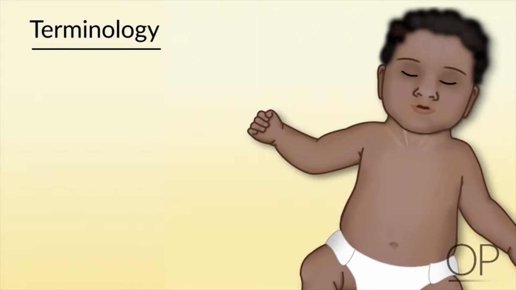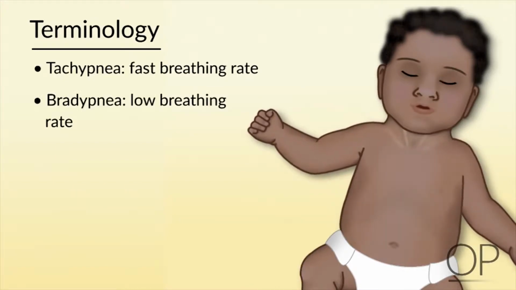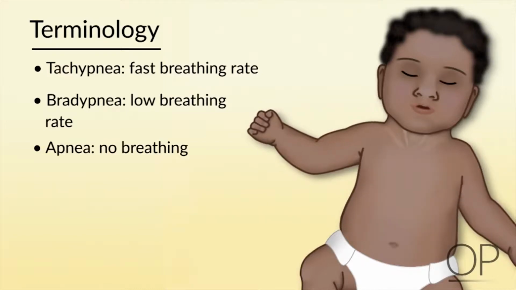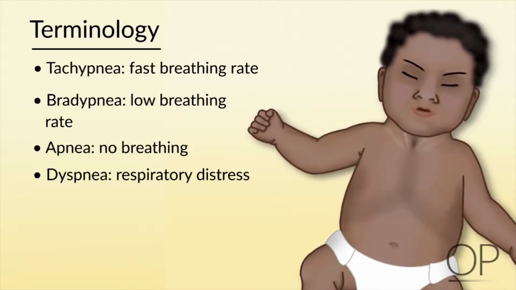The first is that of tachypnea, otherwise known as a fast breathing rate. Bradyapnea is the term we use to describe a low breathing rate. Apnea describes the patient is not breathing at all or has a respiratory rate of 0. Dyspnea, or respiratory distress, speaks to the patient's difficulty in their ability to breathe.